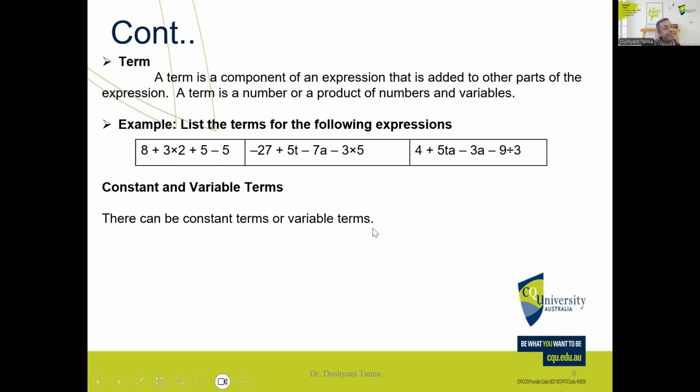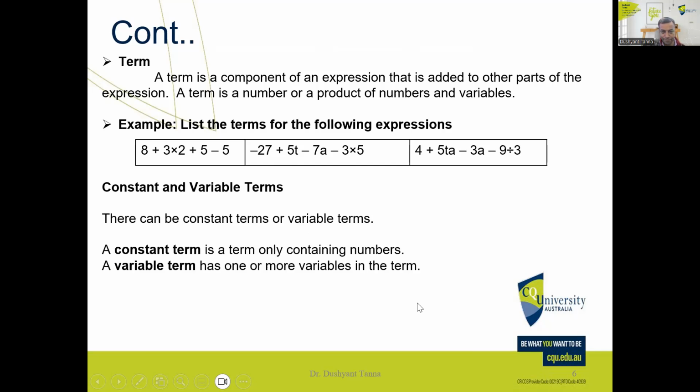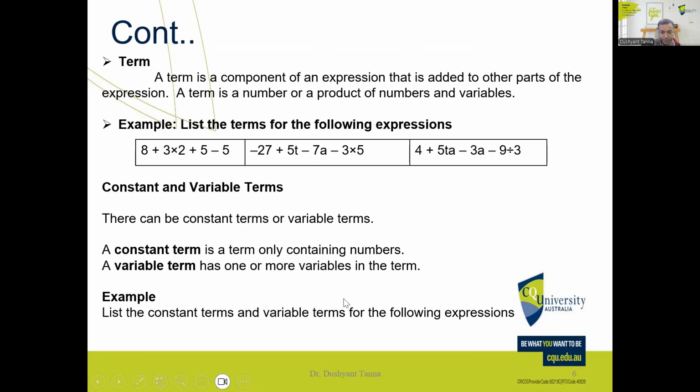Then we have a constant and a variable term. 8 is a constant, while 5t here is a variable term. 7a is a variable term. Right? A variable term has one or more variables in the term, while a constant is only a number term. Okay, so are we all clear with the term, expression, constant, and variable?